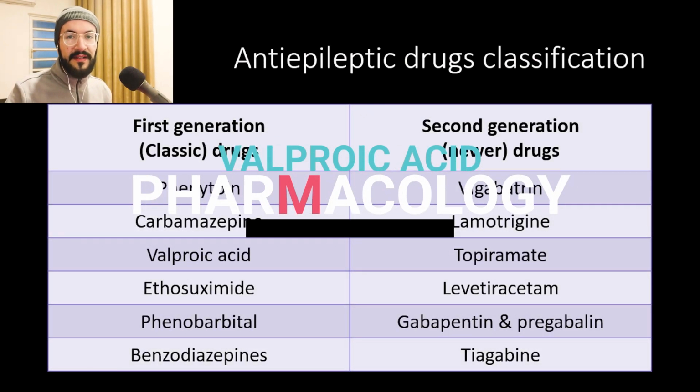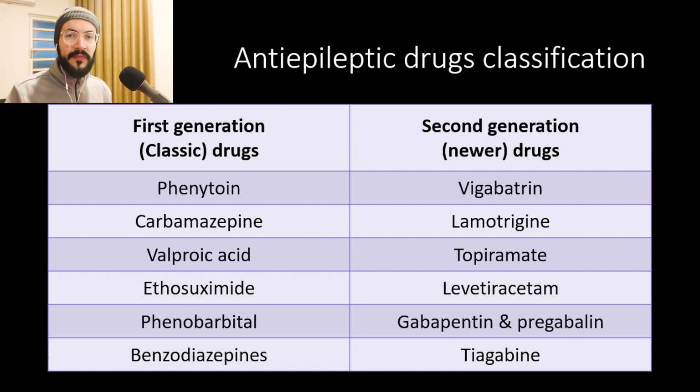Previously, in the CNS Pharmacology Masterclass, we talked about the anti-epileptic drugs classification, and we mentioned that the anti-epileptic drugs are classified into the first-generation anti-epileptics, which are also called the classic anti-epileptics or the older anti-epileptics, and the second-generation anti-epileptics, which are also called the newer anti-epileptics. And valproic acid is included in the first generation.